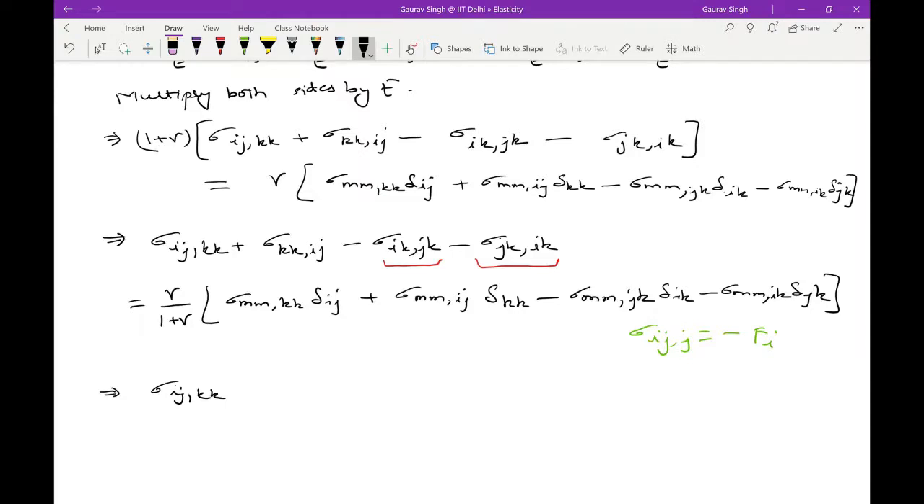So as a result of this we can also write, for example, sigma mm comma ij is equal to sigma kk comma ij. So both of these terms we can do. Every time we see a sigma mm comma ij, we will just write it as sigma kk comma ij. This particular term is actually equal to 3.